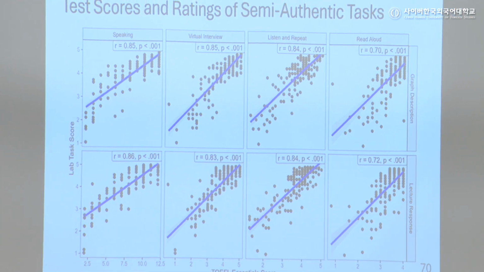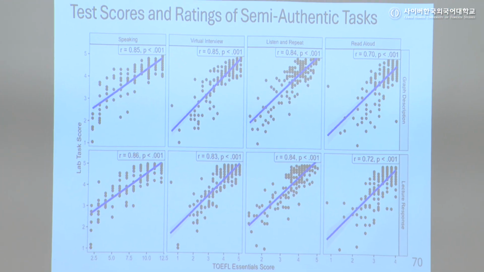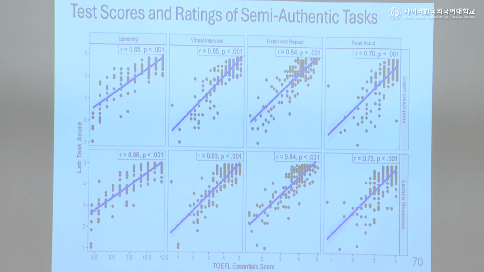When we look at test scores and then the human ratings of these semi-authentic lab tasks, here are the correlations. So we get very strong stuff here. The TOEFL Essentials Speaking score correlated with graph description scores and lecture response scores in the mid-0.8s. And a lot of the individual task scores did almost as well. So the virtual interview task seems solid. Listen and repeat is also very respectable. The read aloud correlations are lower, but 0.7 is still pretty high. I wouldn't hold this against the read aloud task necessarily if we're making comparisons.